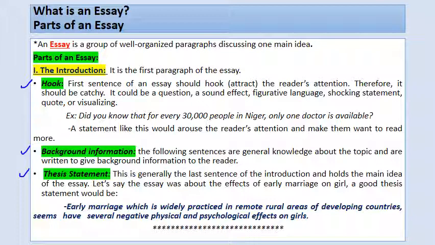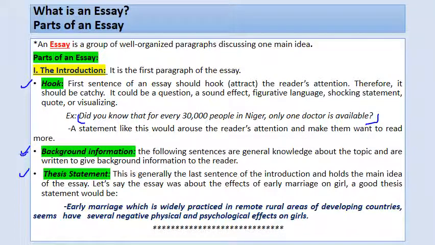A hook is where you catch the reader's attention. It's the very first sentence. You can start with something like that. Did you know that a hook could be a question, again, or a quote, or a shocking fact or statistic? Okay, just to make your reader hooked. Hence the name. Okay, did you know that for every 30,000 people in Niger, only 1 doctor is available? Okay, a statement like this would arouse the reader's attention and make them want to read more.